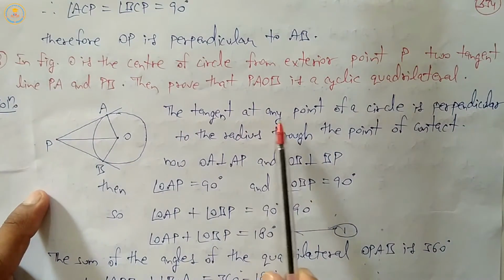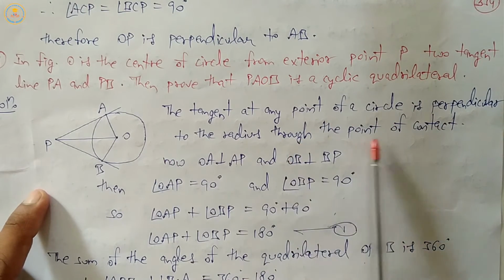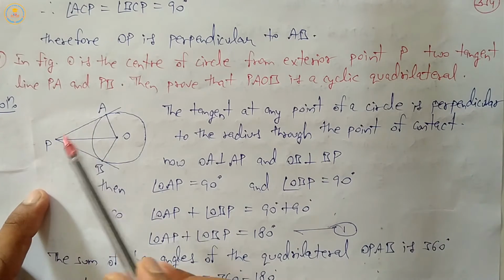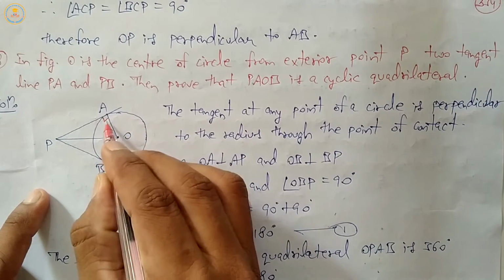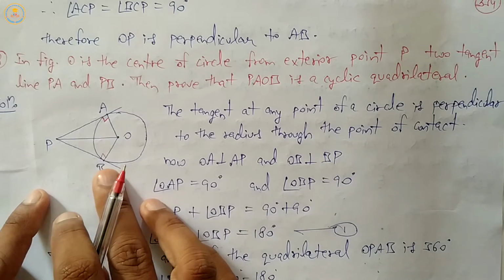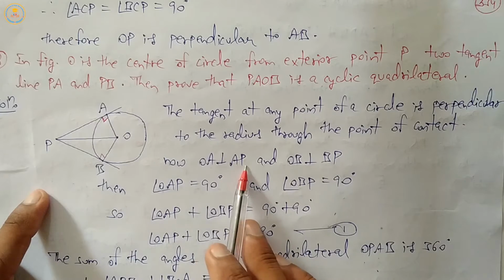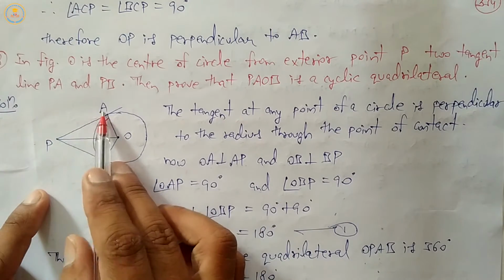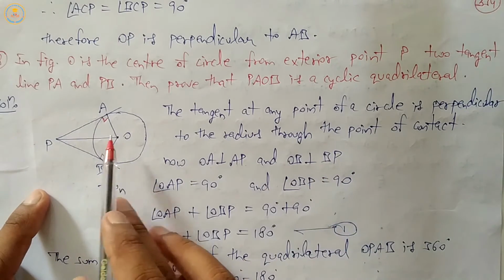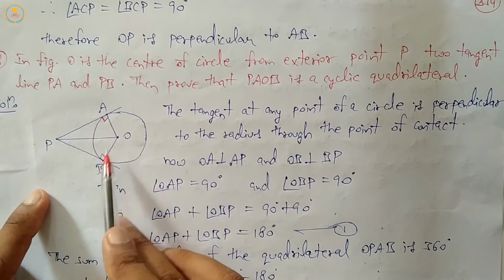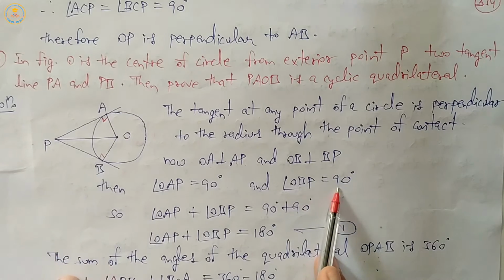The tangent at any point of a circle is perpendicular to the radius through the point of contact. So OA is perpendicular to AP and OB is perpendicular to BP. Angle OAP is 90 degrees and angle OBP is also 90 degrees.